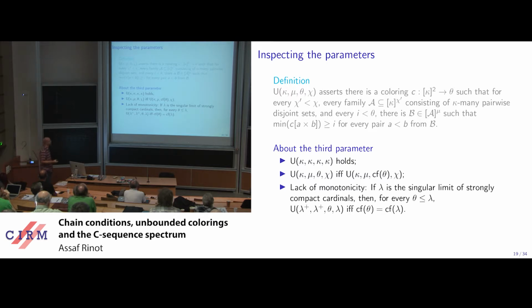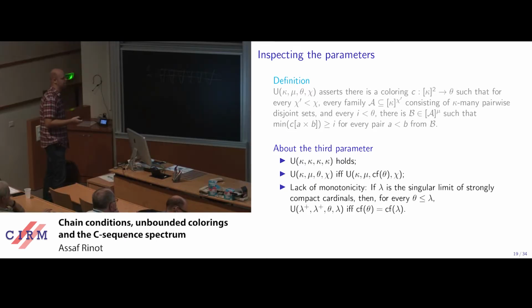So you can cook up, in fact, in ZFC, assuming large cardinals, but there is a combinatorial statement here. If lambda is a singular limit of strongly compact cardinals, then the only colors that will satisfy this axiom would be the colors with exactly cofinality of lambda. So there is no monotonicity at all. If you look at only all regular cardinals, it's a singleton.